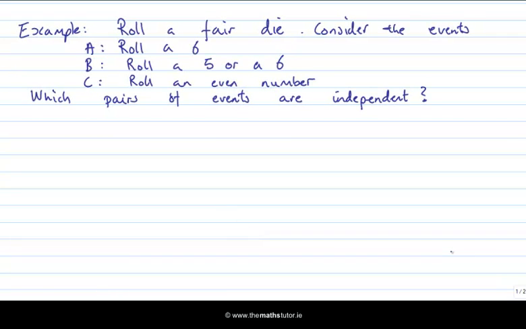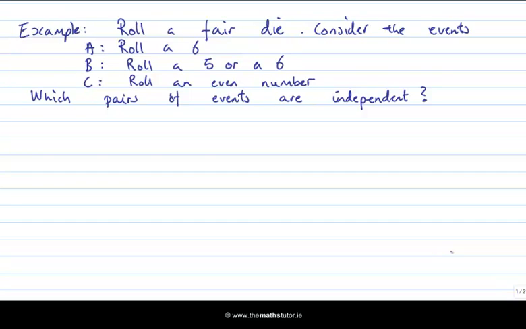Okay, so our example here involves rolling a fair die, and I've listed three events. Event A is the event of rolling a 6, B is rolling a 5 or a 6, and event C is rolling an even number. Now the question we want to look at here is which pairs of these events are independent. When you're talking about independence, you're talking about a pair of events, and you have to ask whether or not the pair is independent.